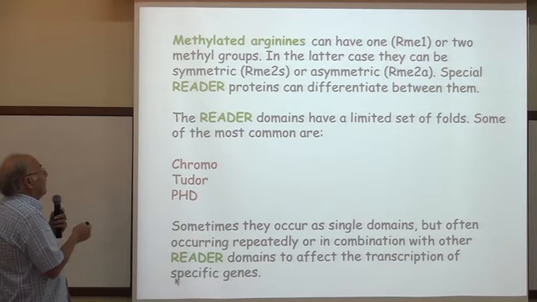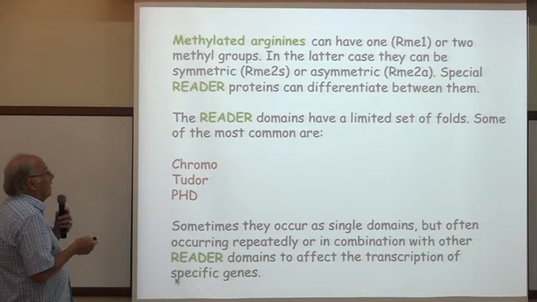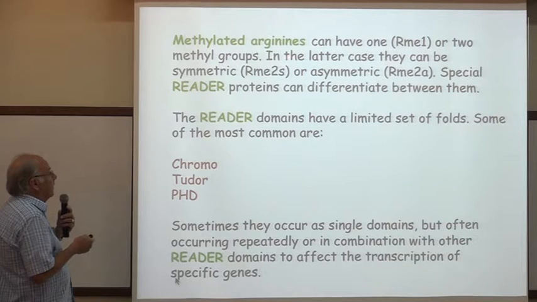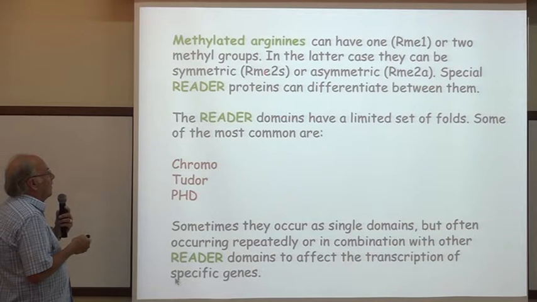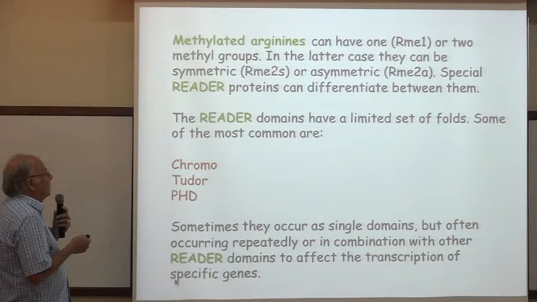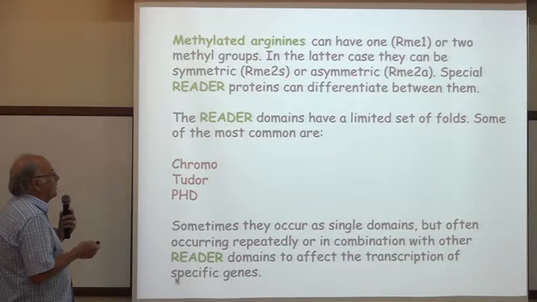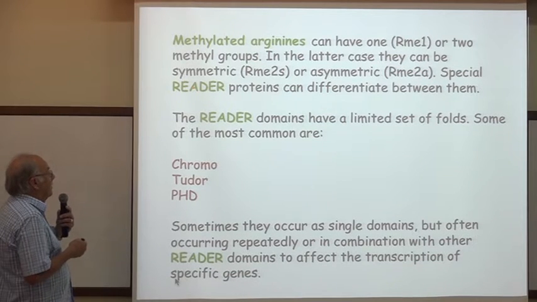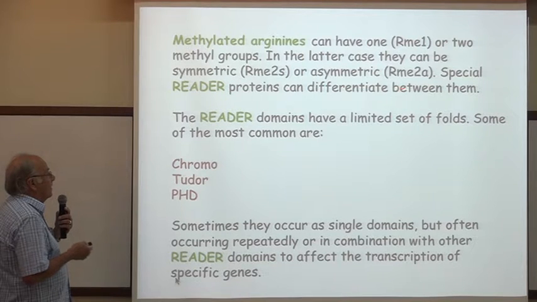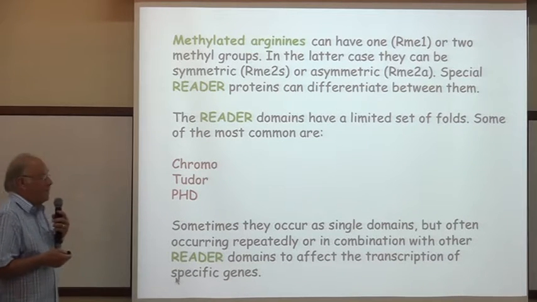In addition, there are methylated arginines. They can have one methyl or two methyl groups on the arginine. In the latter case, they can be symmetric or asymmetric. RME2S is symmetric, and RME2A is asymmetric. And there are specific reader proteins, again, that can differentiate between these different situations.